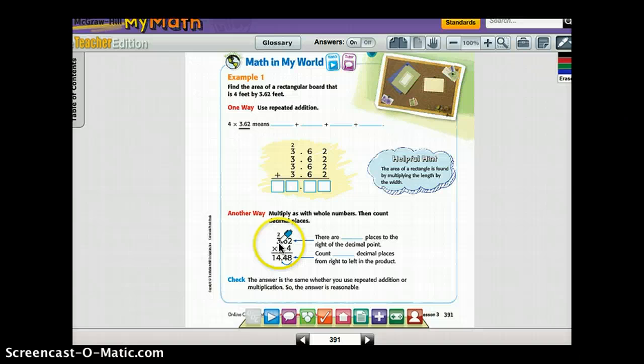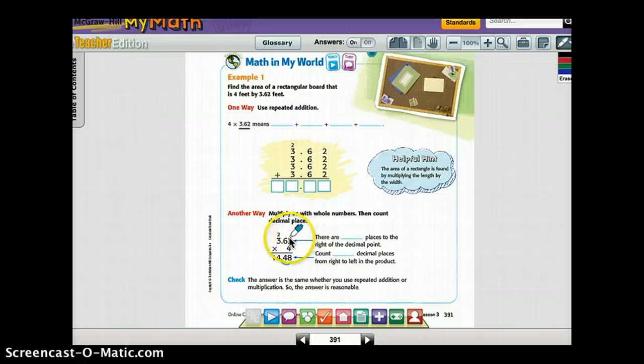So we line up 3 and 62 hundredths times 4. And then you multiply like you already know how. So 4 times 2 gives us 8. 6 times 4 gives us 24. So you put that 4 down, then you carry the 2. 3 times 4 is 12. Add in that 2, which is 14. So it looks like you have 1,448, but then you can't forget about your decimals.